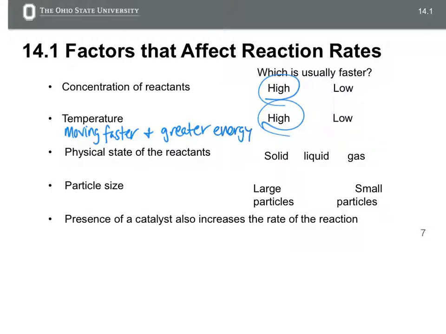What that's going to do is allow the reactions to occur at a faster rate. And we're going to talk about activation energy and things like that. And you'll see how basically we have to get over a hill. Okay? And if you have something with greater energy, it's easier to get over the hill.